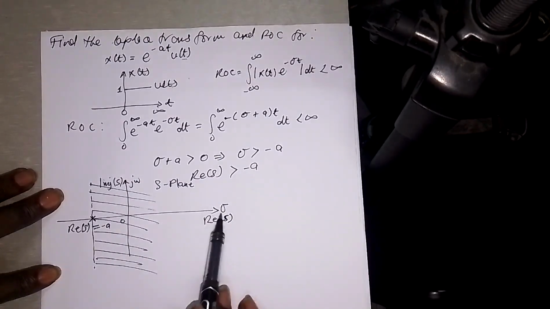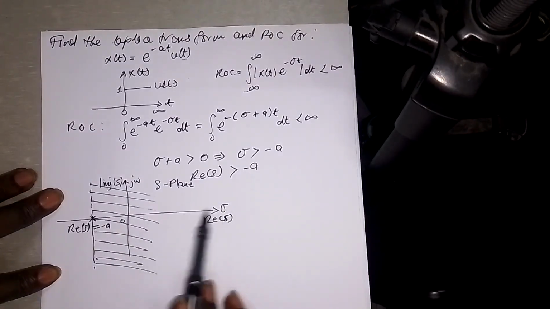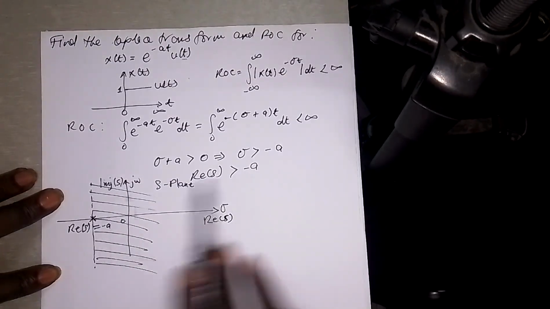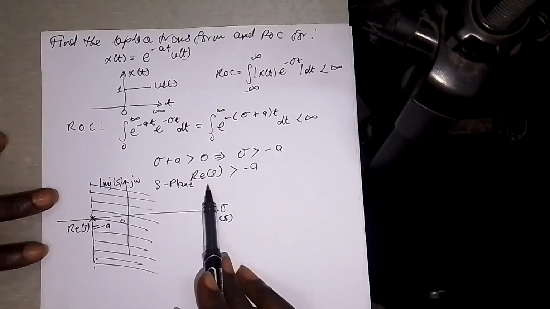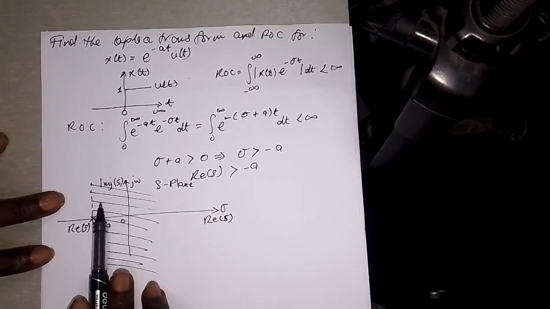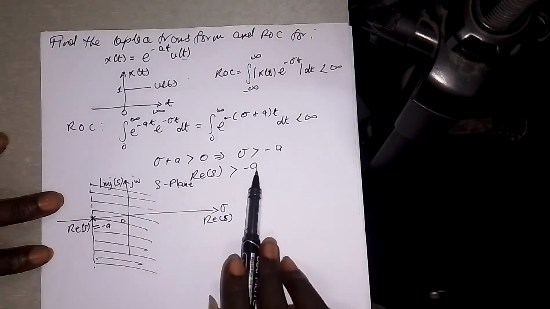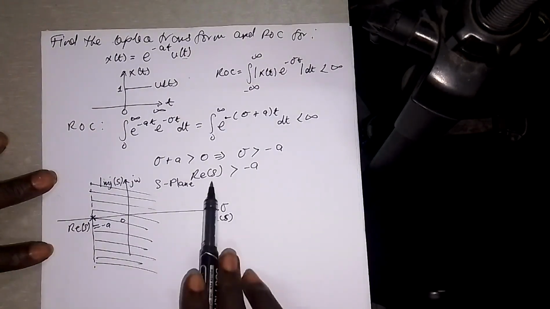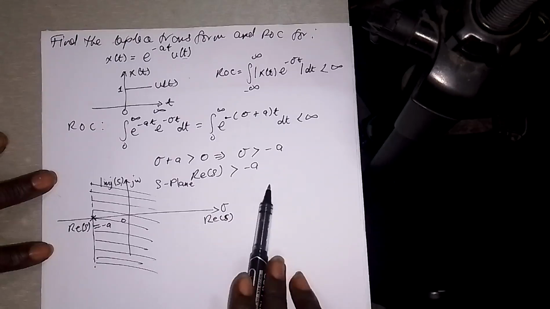So this is the real of S. Which part of the real of S is greater than minus A? This place is greater than minus A. This place is less than minus A, so that it conforms with what I have here. My answer was greater than minus A, so I have to choose this region.